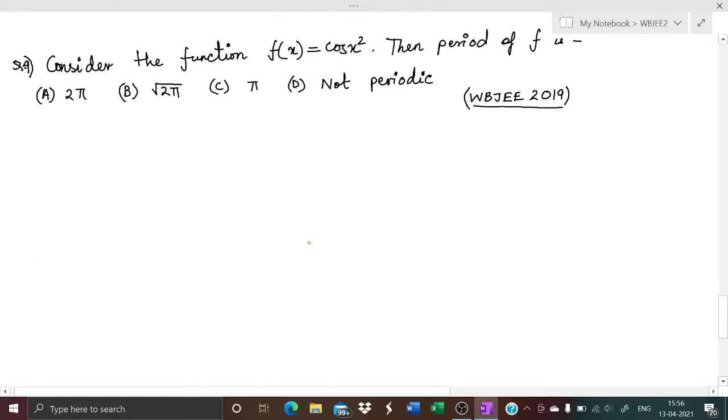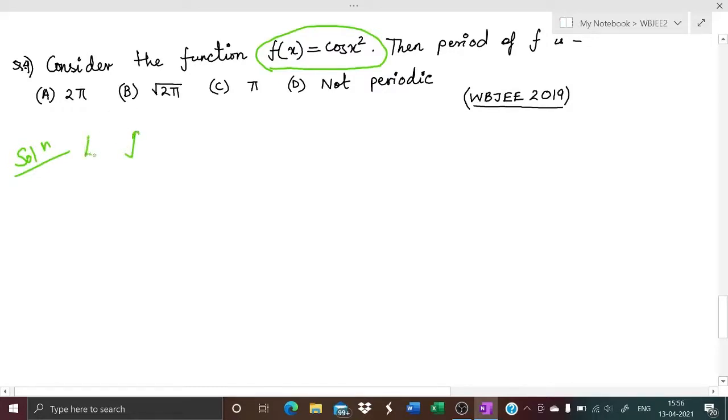This question came in 2019 WBJEE. This is a question on periodic functions. Okay, so read the question. Consider the function f of x equals cos of x square. Now we have to find the period of f of x. Fine. So I will now assume that the period of the function is T.